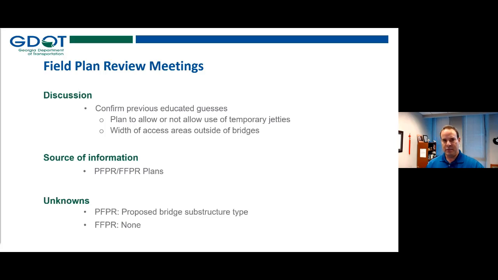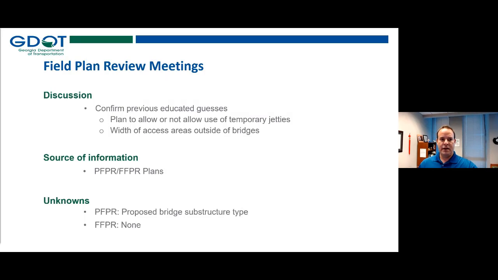By the time we get to FFPR, we should also have the BFI and therefore all the substructure details worked out. So by the time we get to FFPR, really there shouldn't be any unknowns. It's nice to confirm and check back. But again, if you're doing this after lockdown plans, we're really too late to be having that discussion.